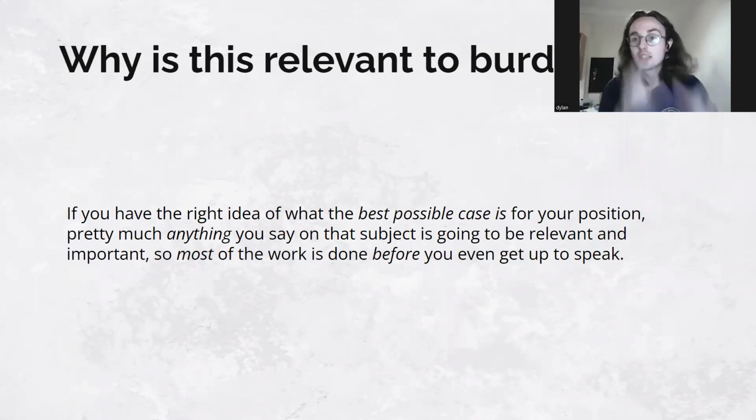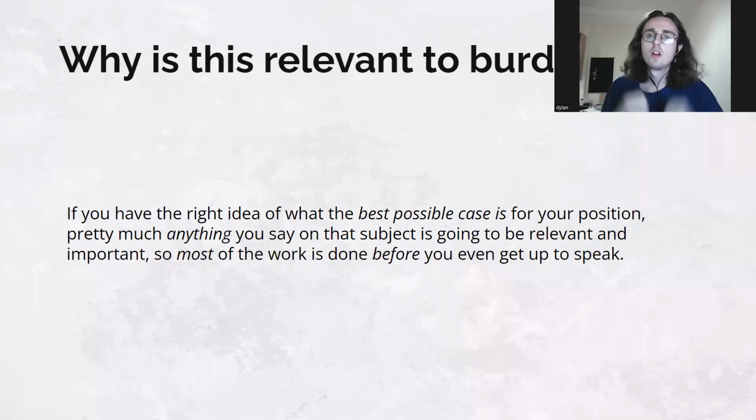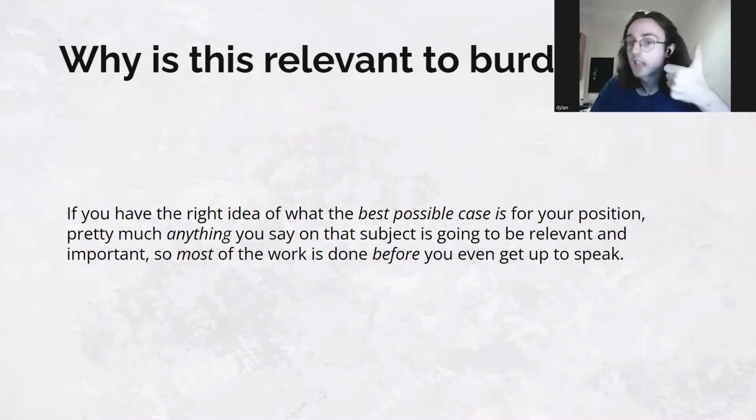So that's something that's really important, even though it doesn't seem like it has to do with burdens. Really, it's important to spend some time coming up with the right idea of what your case is. And I'm not going to go into too much detail about that now, because it's not directly relevant to this workshop, but think with your partner: what are we good at and what are we bad at? What are the other teams in this debate likely to run?